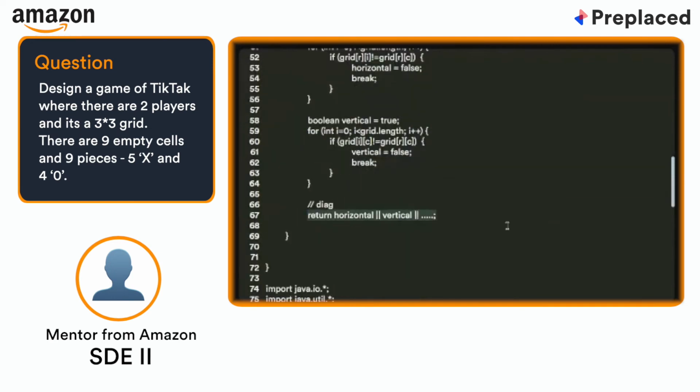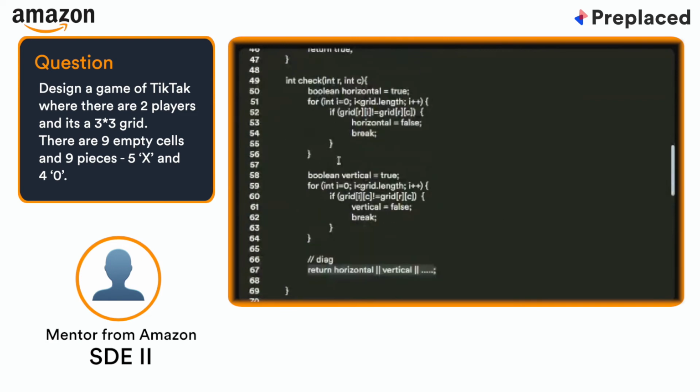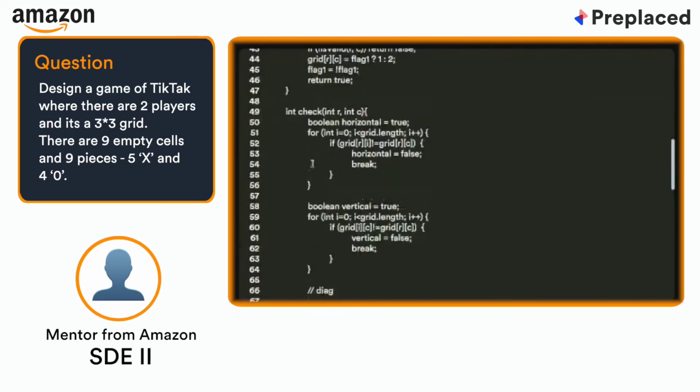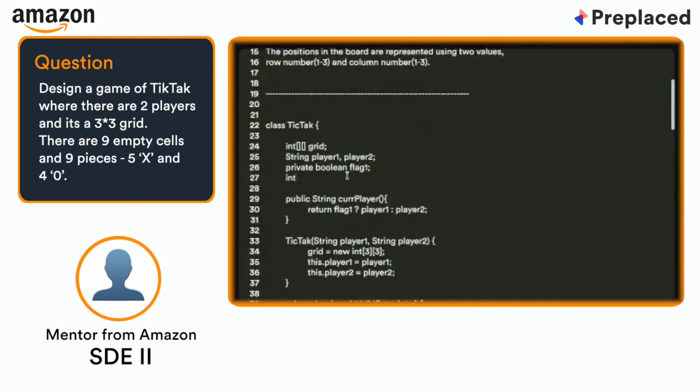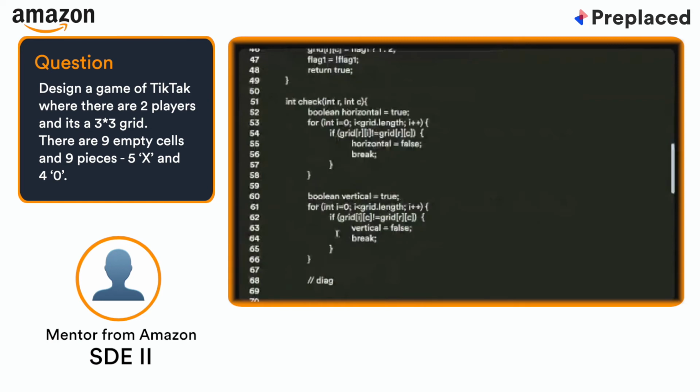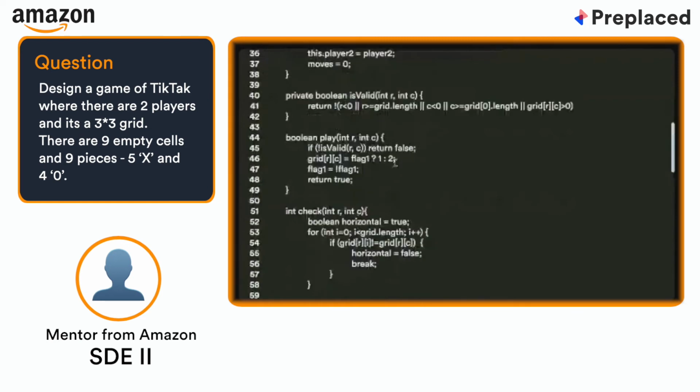Okay, let me just write the check logic properly. So what I can do is I will be having int moves, and I will be assigning moves to 0. So after every valid entry, my moves will increment by one, and there could be at max 9 moves.